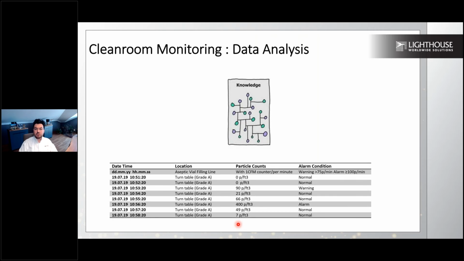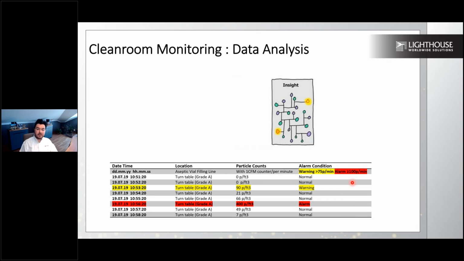When we move it into knowledge, then we are moving it into value with the alarm conditions, which means this knowledge tells us there are warning and alarm conditions on my system based on the warning and alarm limits that I mentioned. So now this has become knowledge. Let's take a look at insight. For insight, we know that within this certain time frame we have an issue at the warning level on the turntable, as well as an alarm condition on this turntable.